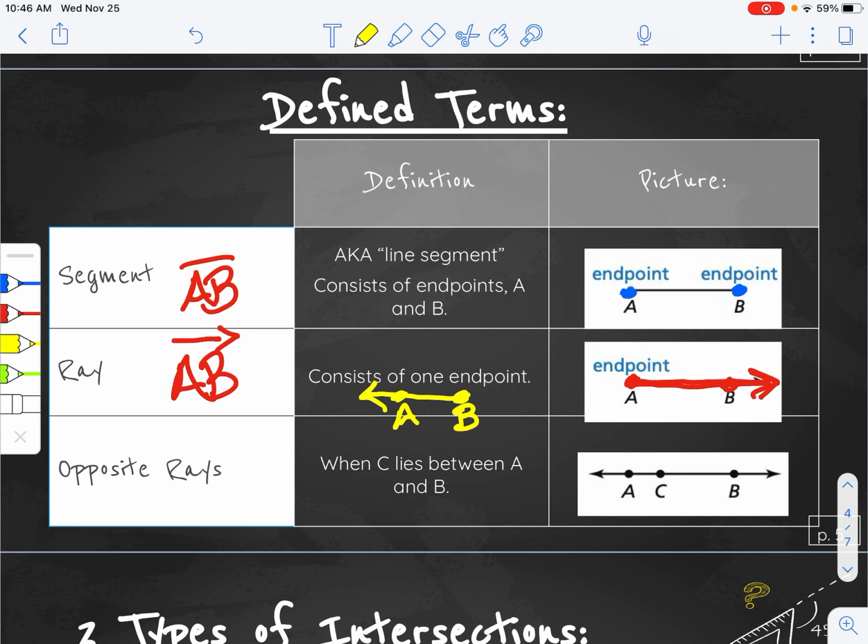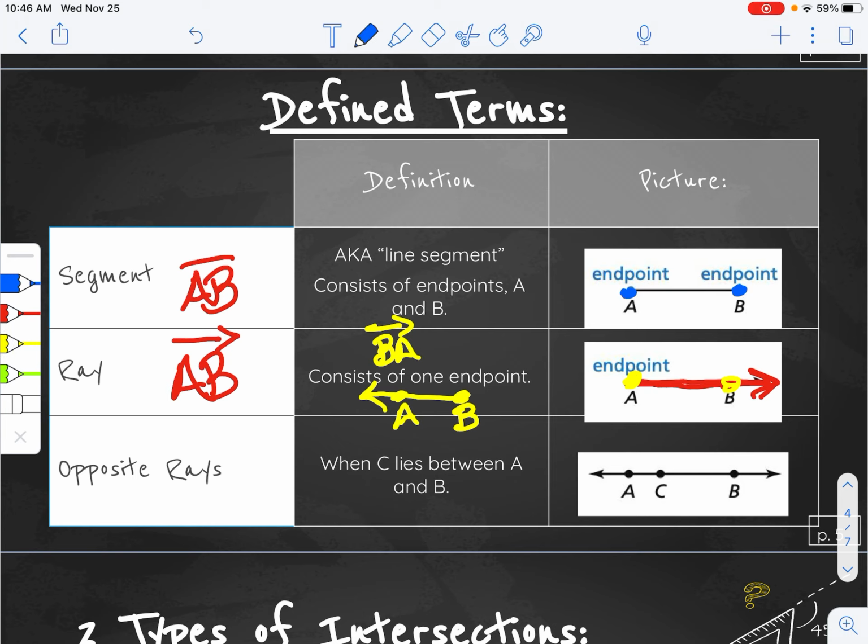This time the endpoint is point B, and it goes through point A. Ray BA is not the same as ray AB. When we're talking about rays, we have to be very careful with how we label it. We want to put the endpoint first, and then the point that the ray goes through. So AB and BA are not the same thing.